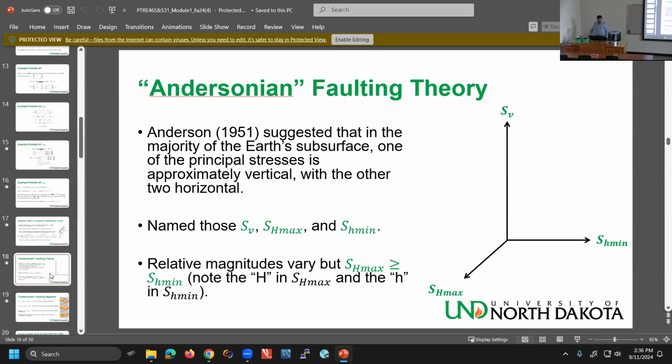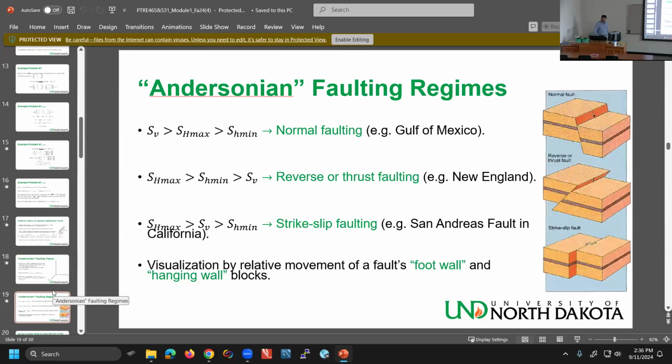That set of rules created three possible permutations. We had the Andersonian faulting regimes. The first one is the normal faulting, the most common. You have that in the Gulf of Mexico. Most places around the earth are normal faulting, including more or less where we stand here in North Dakota, which is a normal-ish faulting stress regime.